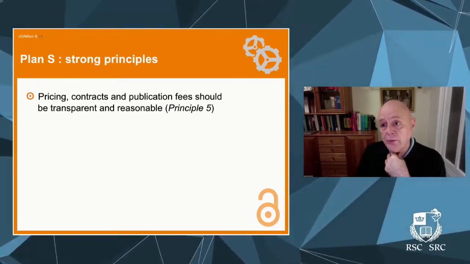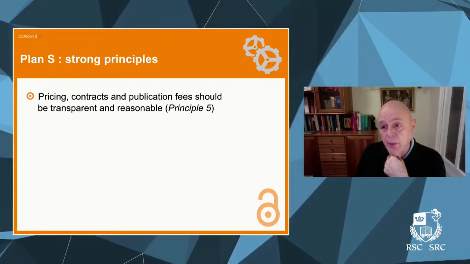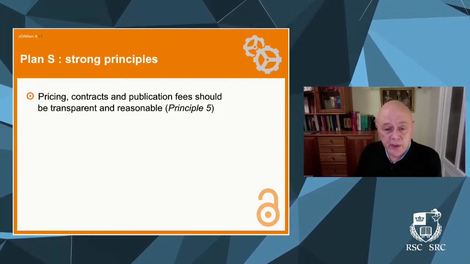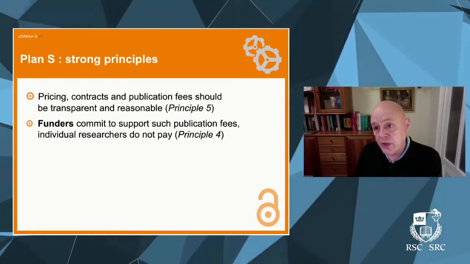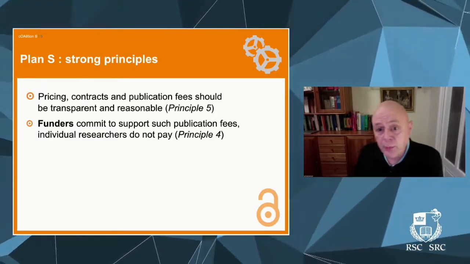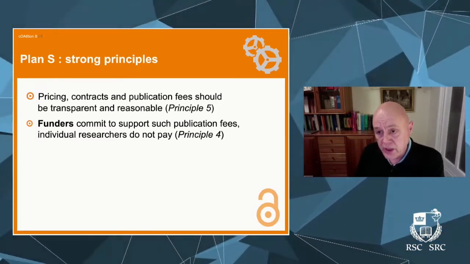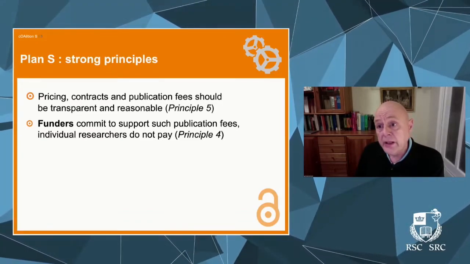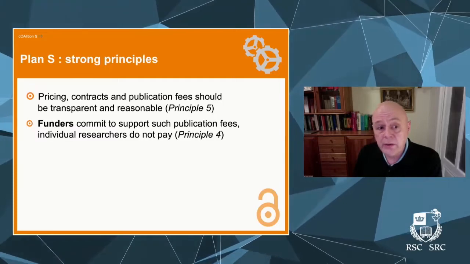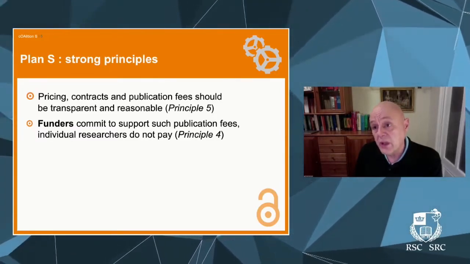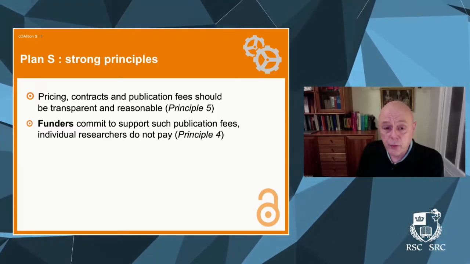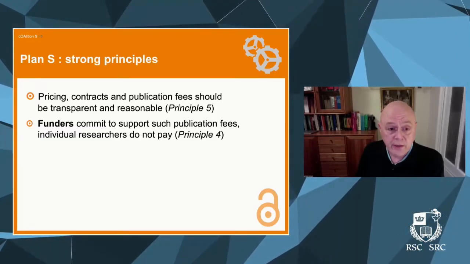Now, we also are of the opinion that pricing, contracts, and publication fees should be transparent and reasonable. This has already been mentioned by a few speakers today. Funders will commit to support these publication fees under Coalition S, at least to the extent that they are reasonable and transparent. It is very important to know that under Coalition S, the individual researchers do not pay, which has also always been a problem under open access, how to find the funds for it.